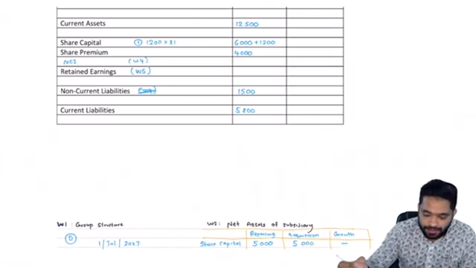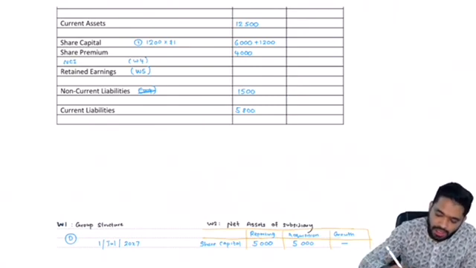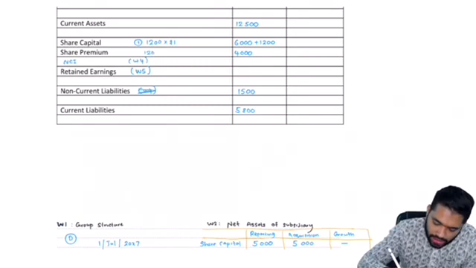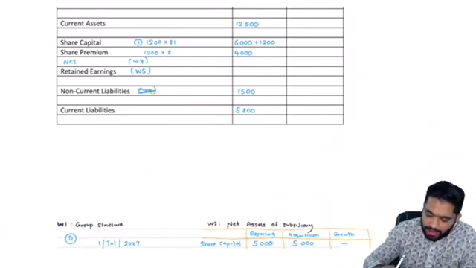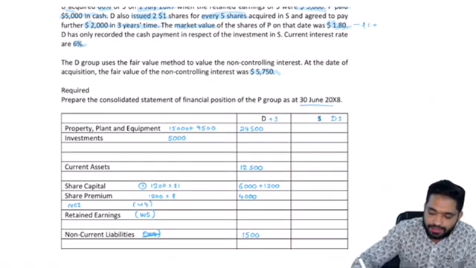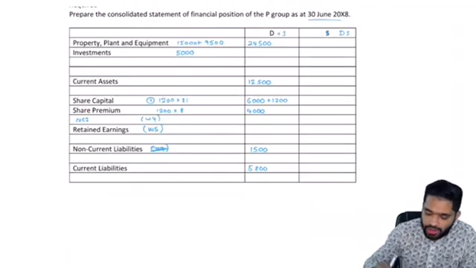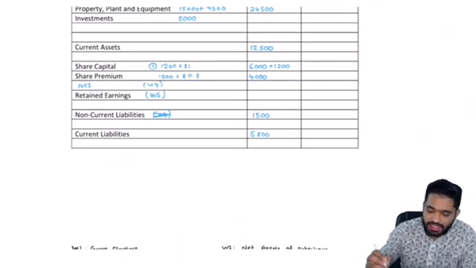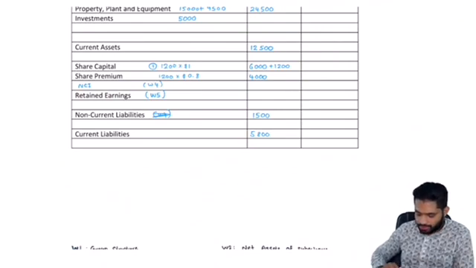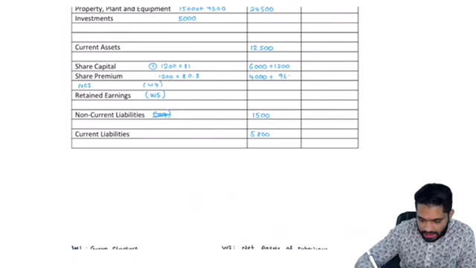And the share premium: the market value of a share was 1.8, the nominal value was $1, so we are looking at a share premium of $0.8. So 1,200 into 0.8, the share premium is going to be 960.